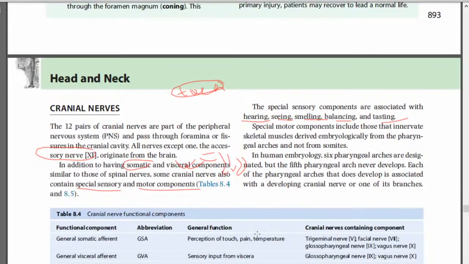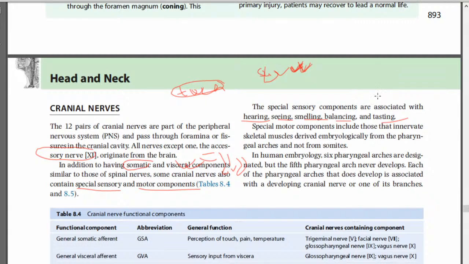So touch is actually present all over the body, since the skin is present all over the body. It is not that unique for a nerve to have the capacity to sense touch, but there is something special when nerves transfer the signals of hearing, seeing, smelling, balancing, and tasting. These are other senses, and they are done by special sensory neurons.